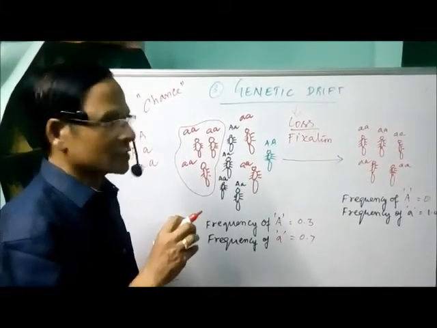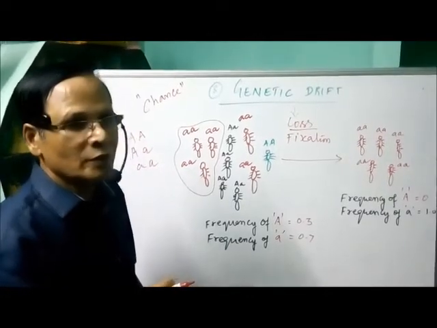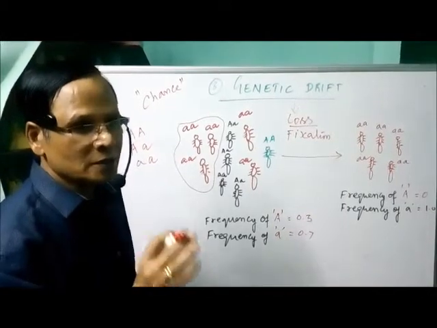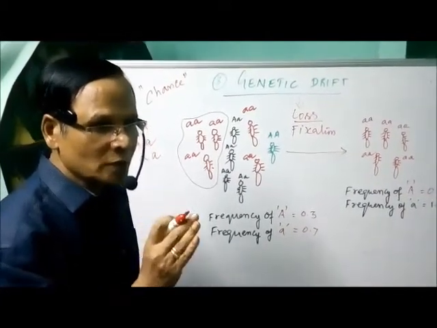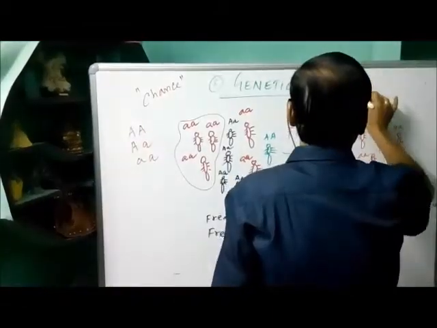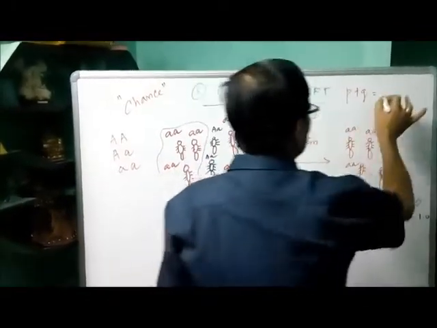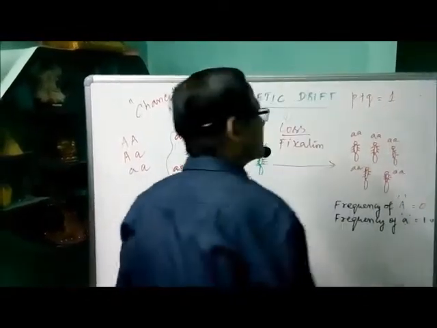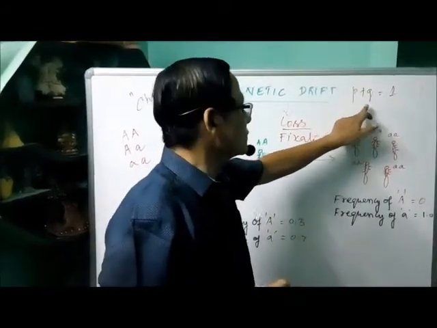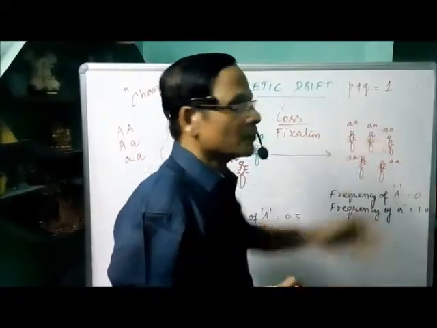Now I have to explain the simple formula for Hardy-Weinberg equilibrium. If you take the dominant gene and the recessive gene, both together constitute 100%. That means we have the equation P plus Q is equal to 1. P refers to the dominant gene frequency and Q refers to the recessive gene frequency. So both together constitute 1.